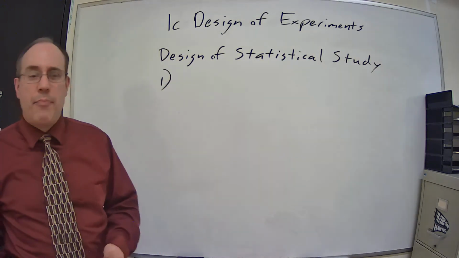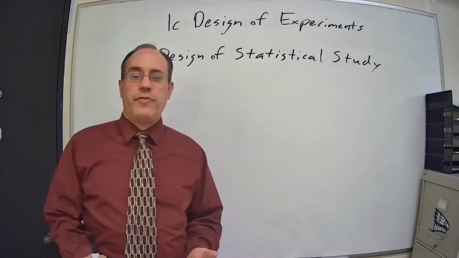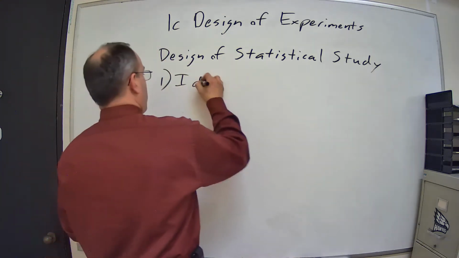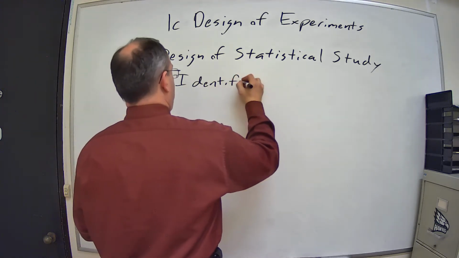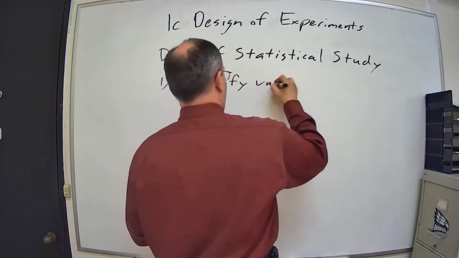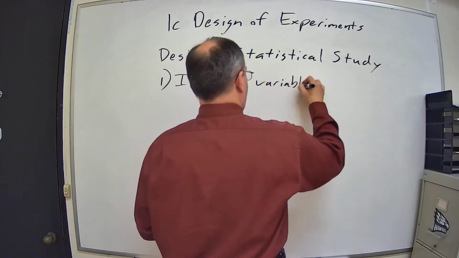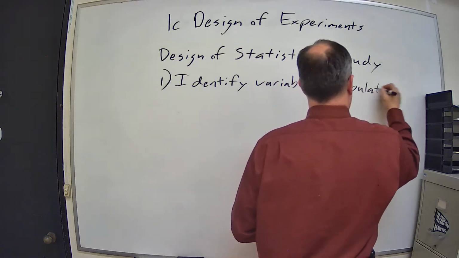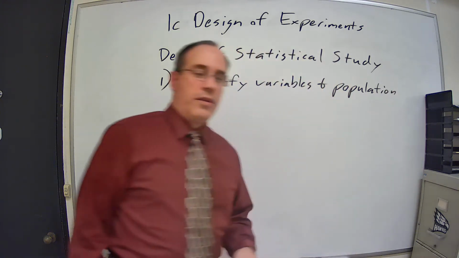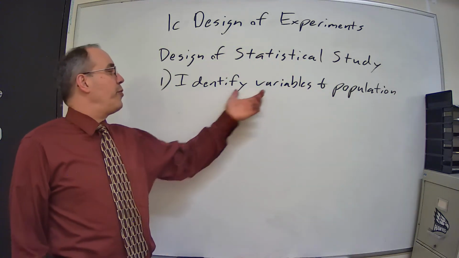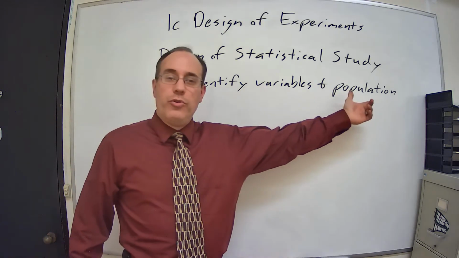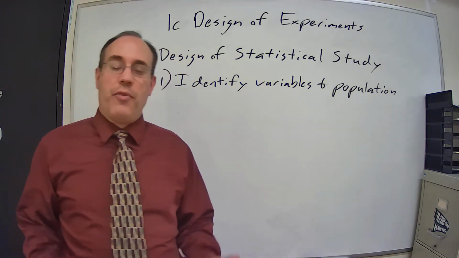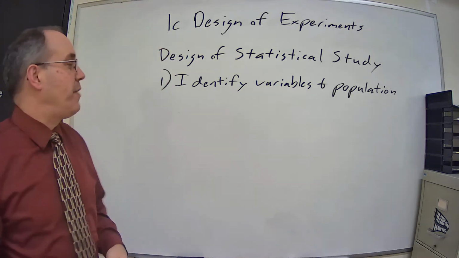The first step is you want to identify the variables of interest and the population of the study. So basically, what do we want to know and who do we want to know it about? Got to know where you're starting, right? What do we want to find out and who do we want to find out about?